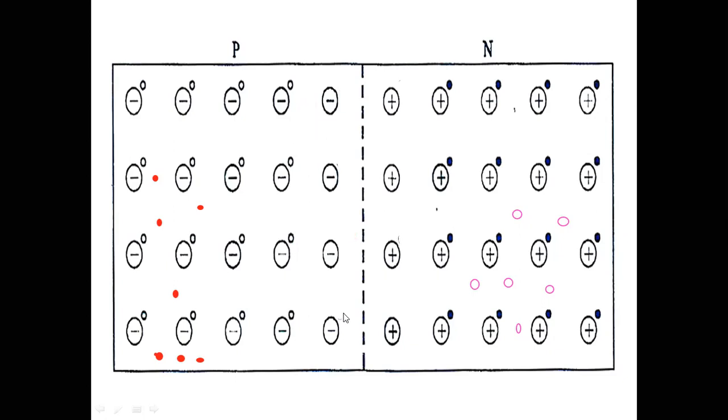So what will happen means a net negative charge is accumulated at the p side. Likewise, net positive charge will get accumulated at the n side.